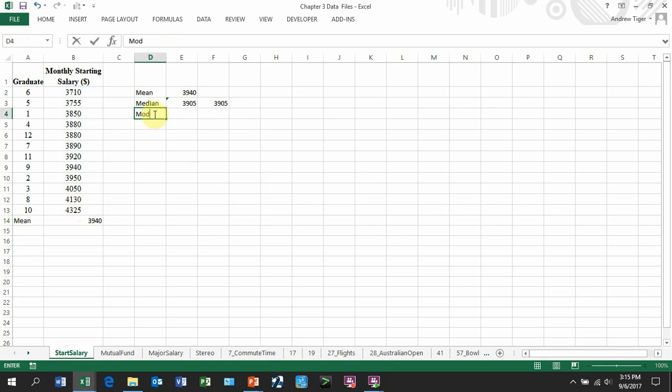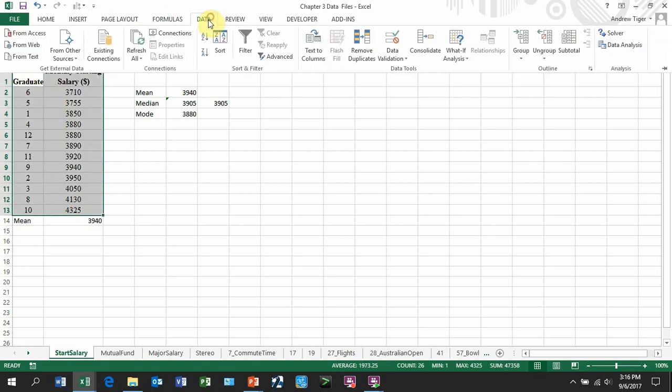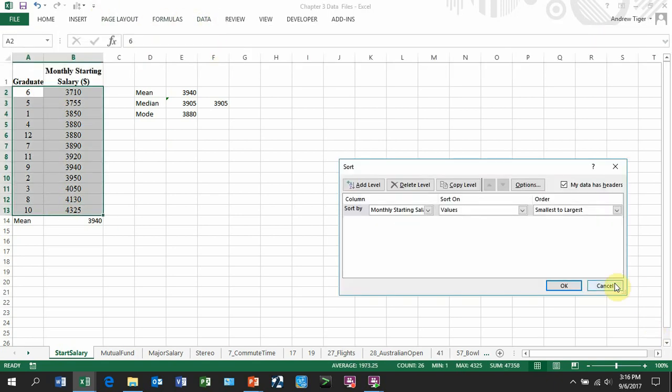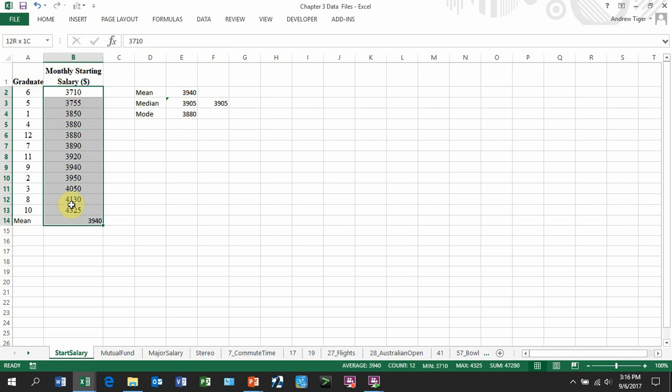The mode is what happens most often, just which of these happens the most. It looks like 3,880 happened the most. It happened twice. I can calculate a percentile, so let's leave this sorted. So a percentile, if I wanted to calculate it, something like the 75th percentile.